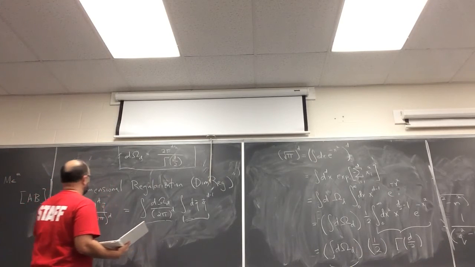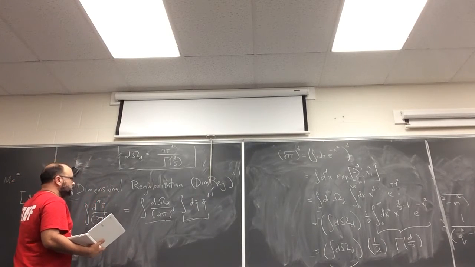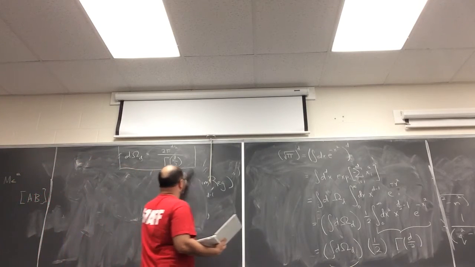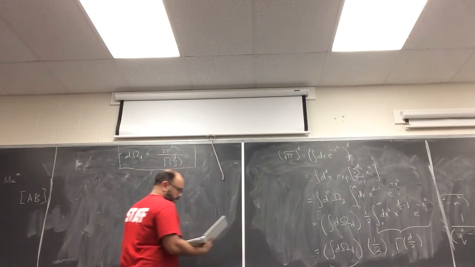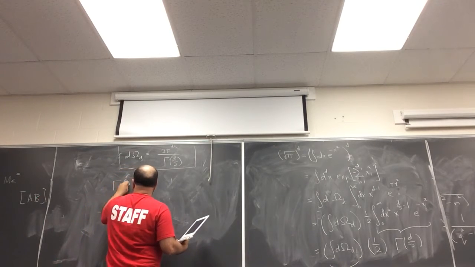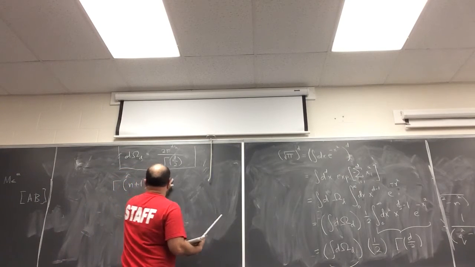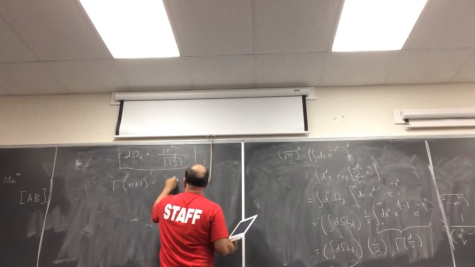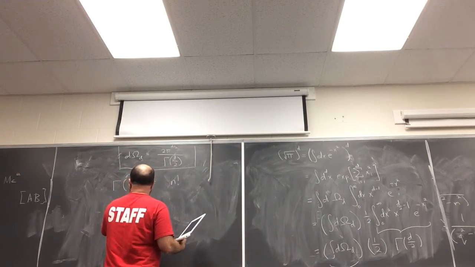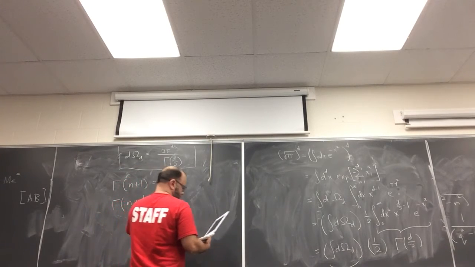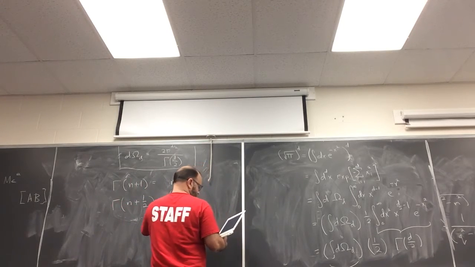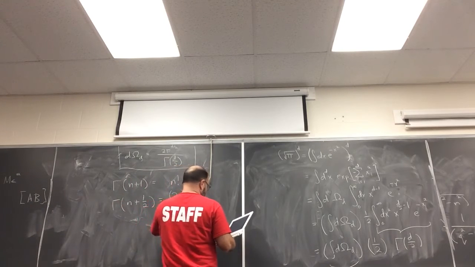And just in case you've never seen the gamma function, let me just write down some useful properties. So gamma of n plus 1 is equal to n factorial. Did you guys see this in math methods or no? I ended up having to look it up online, and I remember it from there. Oh, okay.